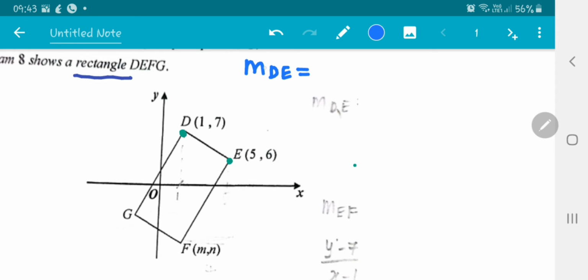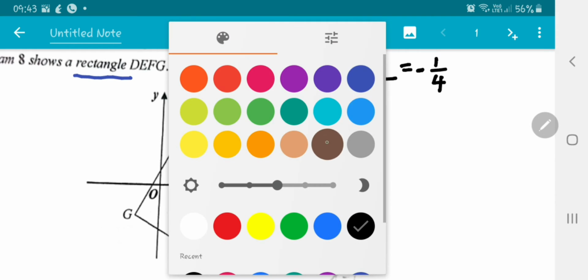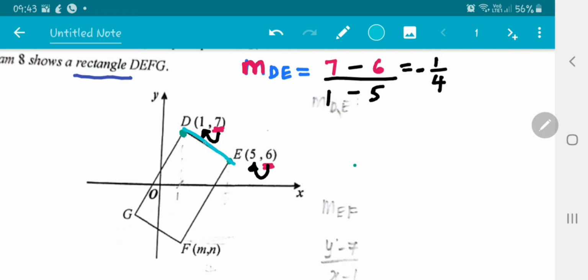Okay, so M, teknik nak ingat, M gradient, M for makan dengan tangan kanan. So copy yang kanan dulu, 7, 6 and always minus. Bawah 7 ada 1, bawah 6 ada 5. Ini untuk bagi ingat saja, and always minus. So 7 minus 6, 1 over 1 minus 5, negative 4. So negative 1 over 4. So this line, you label kat situ sebab nanti takut lupa. Gradient is negative 1 over 4. Meaning that this line also, the gradient is negative 1 over 4.